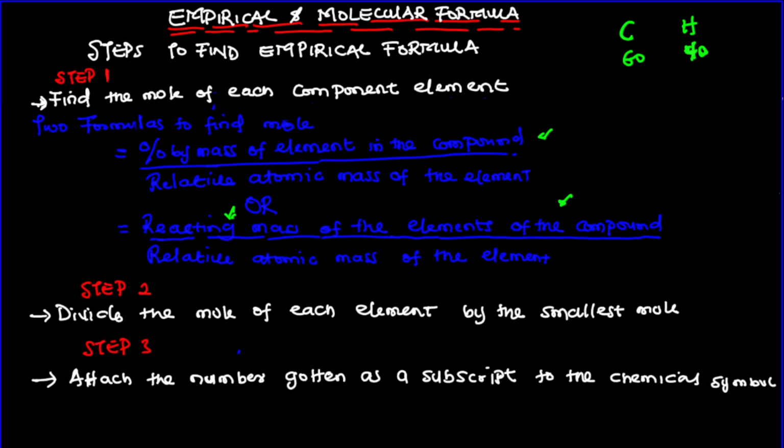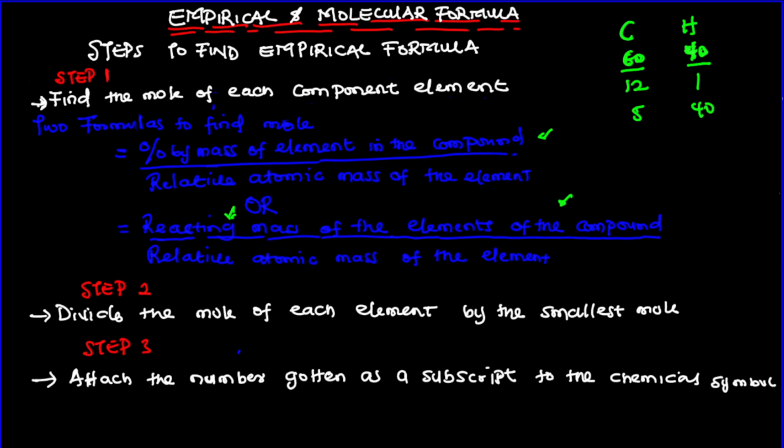So from here, how do we find the mole? 60, we write it 60 divided by the relative atomic mass. You should know that in your head. The relative atomic mass of carbon is 12. Sometimes you may be given, sometimes you may not be given. So you divide this and then you get your answer. That's 5 and 40.